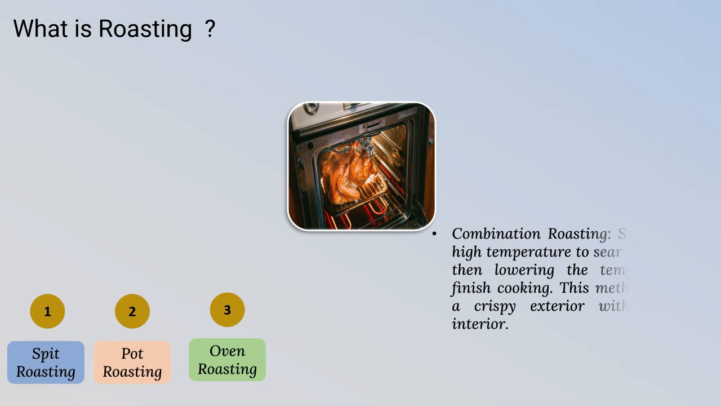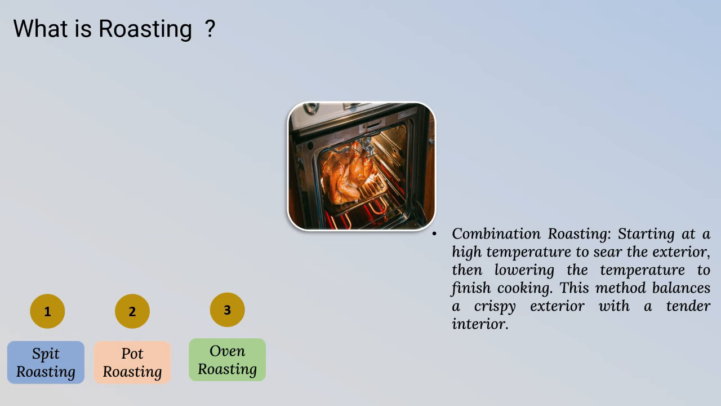Clear? There is another one, combination roasting. What is that? Starting at a high temperature to sear the exterior. That means whenever we put in the oven, first you make the temperature in the oven very high. Once you put the meat inside the oven, what will happen? As the meat will be exposed to very high heat from all the sides evenly, it will get a nice brown color on top, which is known as searing.